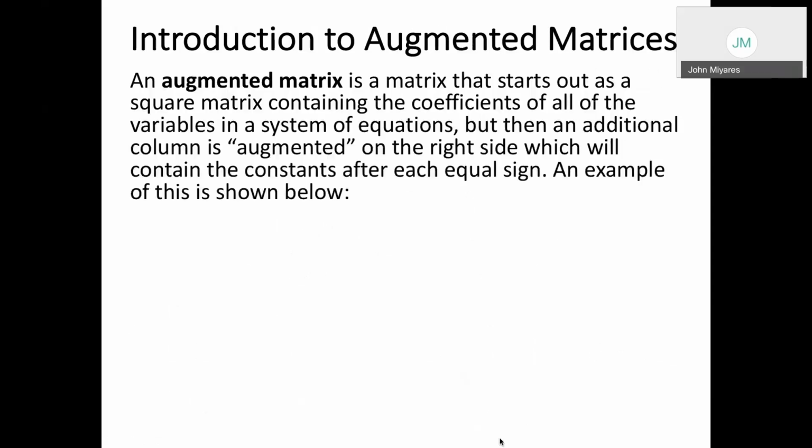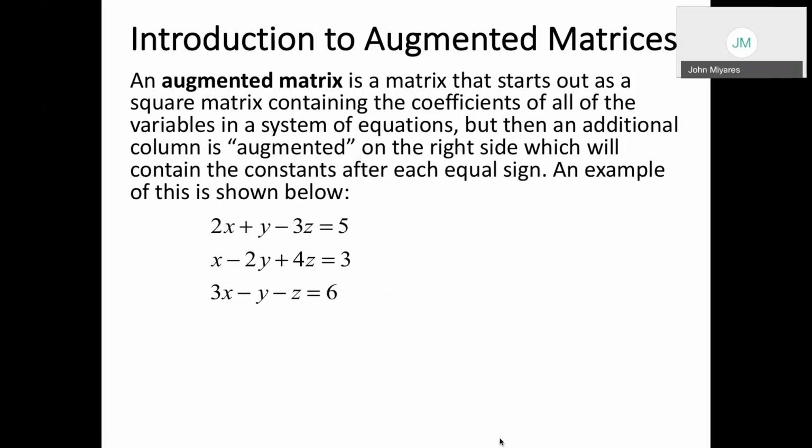Now, for the lesson we are covering here, we are going to introduce the concept of an augmented matrix. An augmented matrix is one that starts out as a square matrix containing all the coefficients of all the variables from a system of equations, but then an additional column is augmented on the right side that contains the constants that show up after each equal sign in the system of equations. An example of this is going to be shown here.